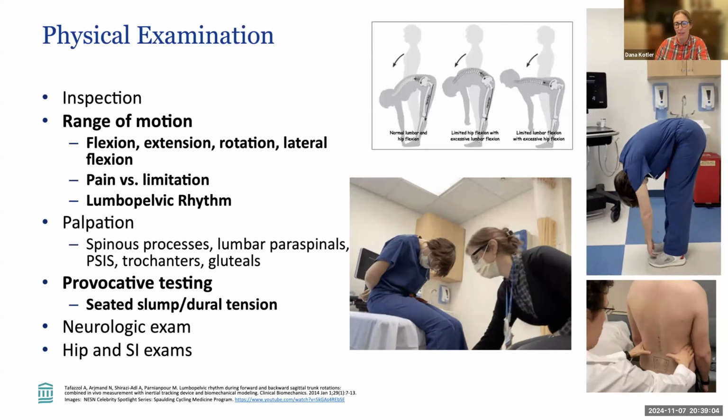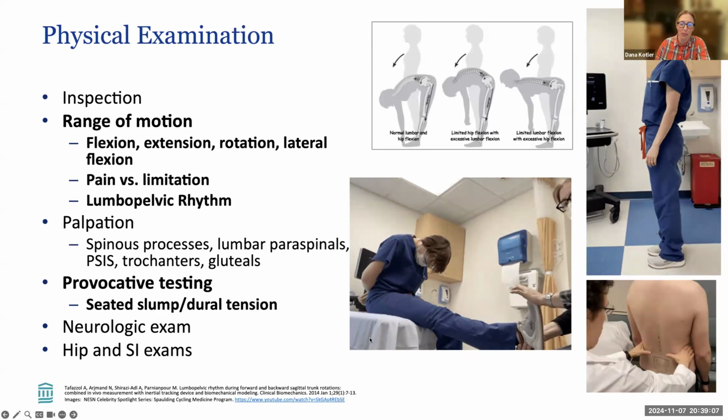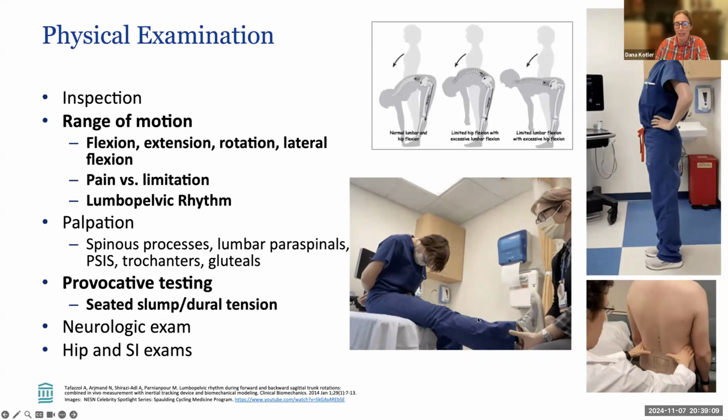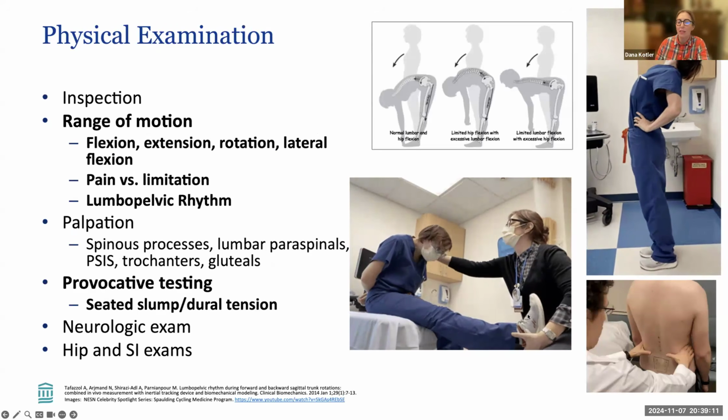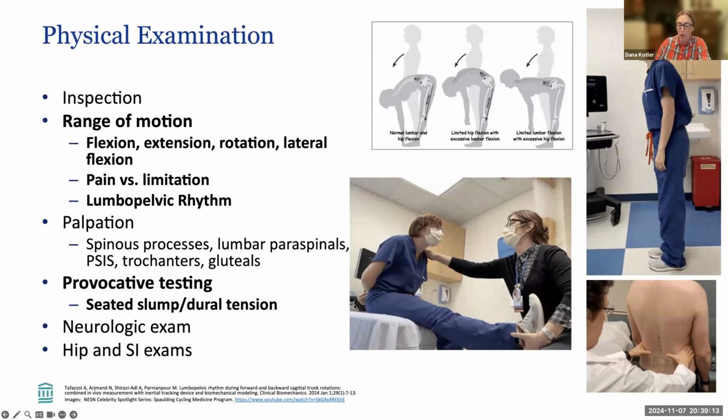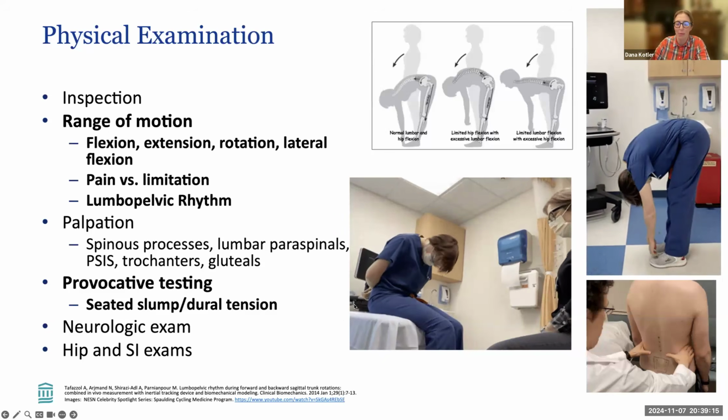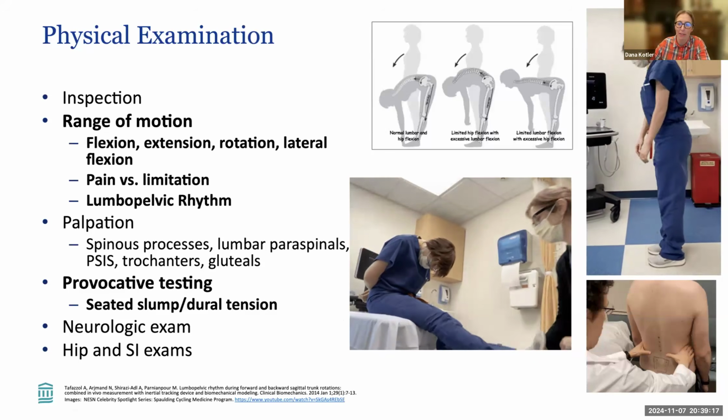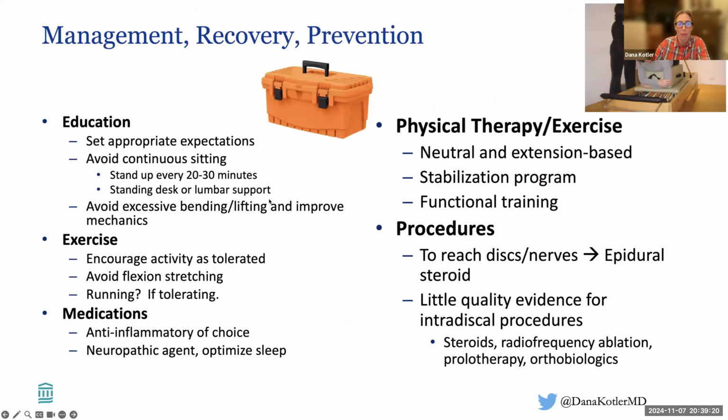We also do some provocative testing, like a seated slump test. So having someone sit with their back rounded and then extending their knee and dorsiflexing their foot to see if that brings on any back or leg pain. You want to do a full neuro exam, as well as examine their hips and their SI joints to see if they're having lower back pain, where it might be coming from.